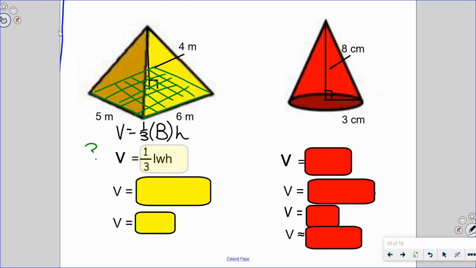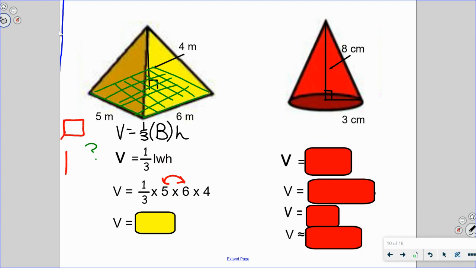Now, I like the base area, but some of you go straight to saying, well, Mr. Callan, I can see pretty quickly that base area is length times width. So we'll go ahead and we'll substitute in 1/3 times 5 times 6 times 4. Can I point out, please, that a 5 by 6 rectangle is the same as a 6 by 5 rectangle? So it doesn't matter to me if you write 5 times 6 or 6 times 5. If I multiply 1/3 of 6, that'd be 2. 2 times 5 is 10. 10 times 4 is 40.